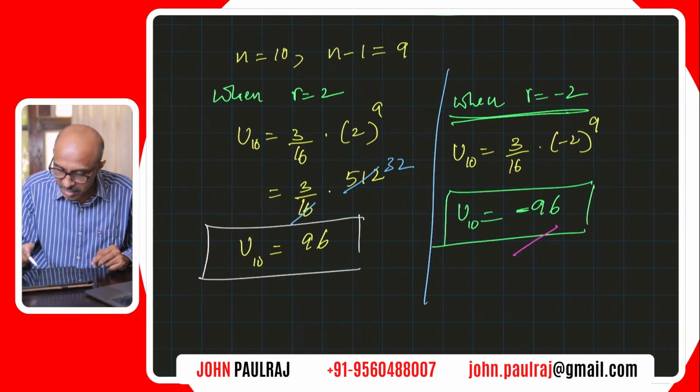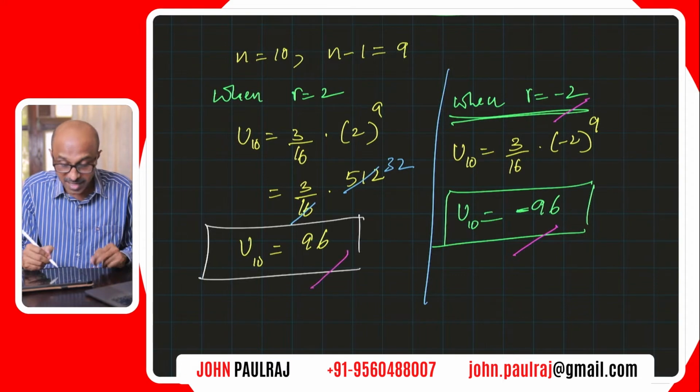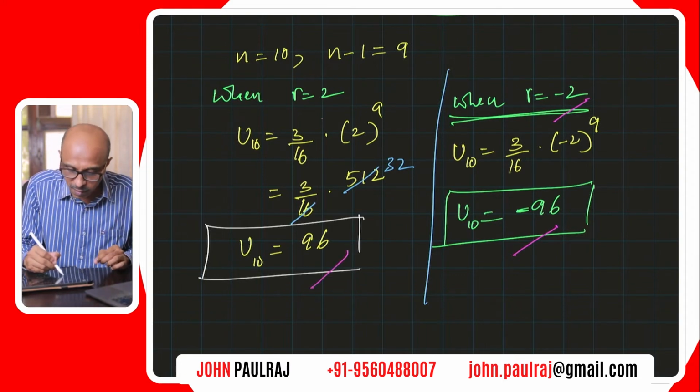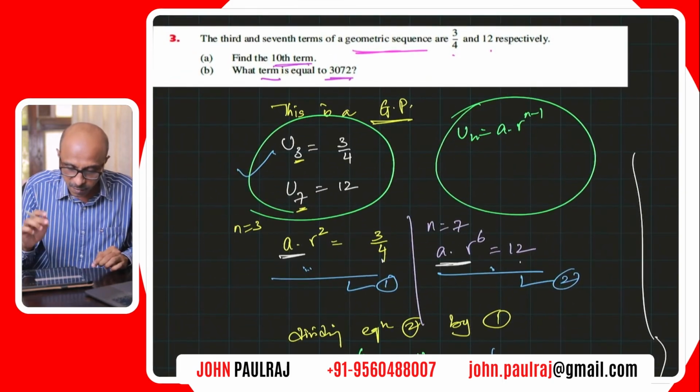The 10th term is negative 96 when the value of r is negative 2, and the value of the 10th term is 96, positive 96, when the value of r is positive 2. So that completes the first part of the question, which says find the 10th term.